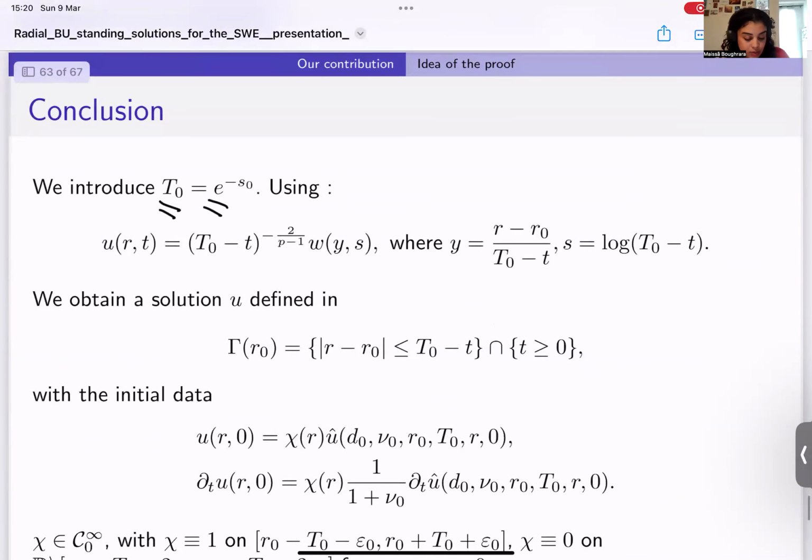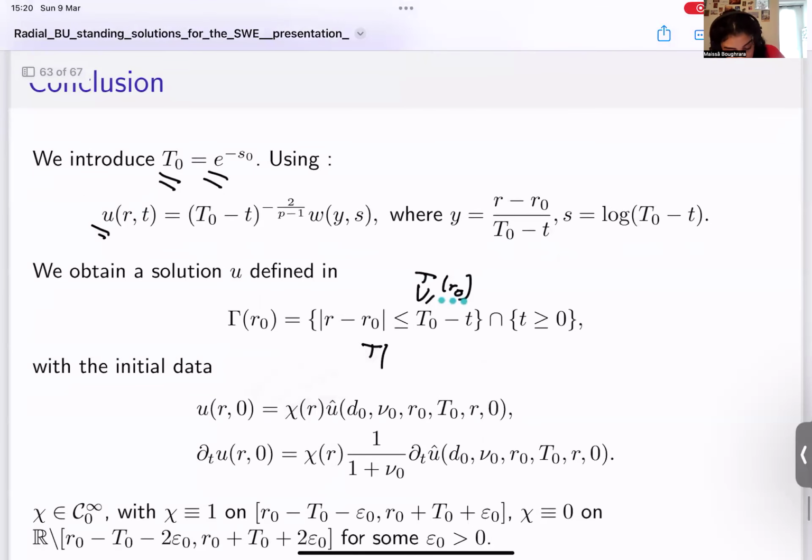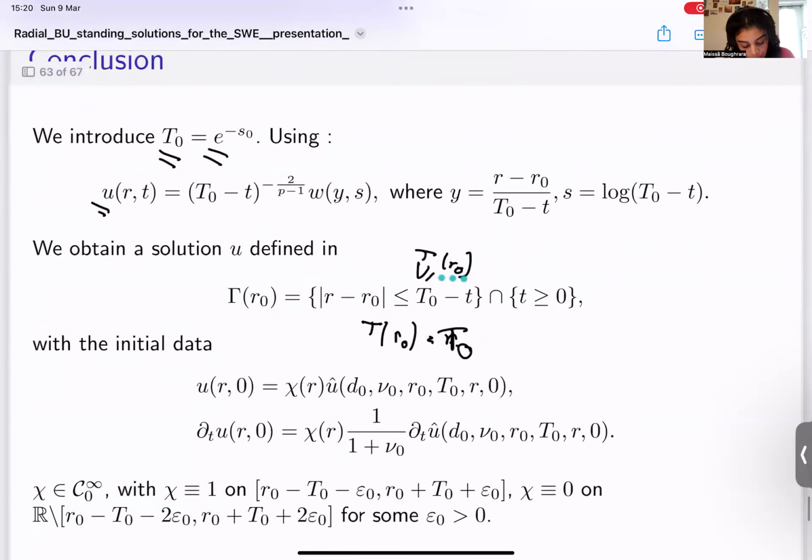But the problem is that we have that u is defined not exactly on the light cone with the top t0, tr0, but with t0. So t0 is less or equal than tr0. To finish our results, we need to show that tr0 is equal to t0, okay?